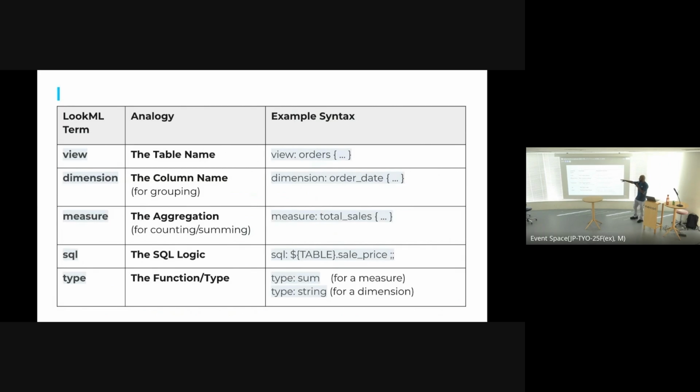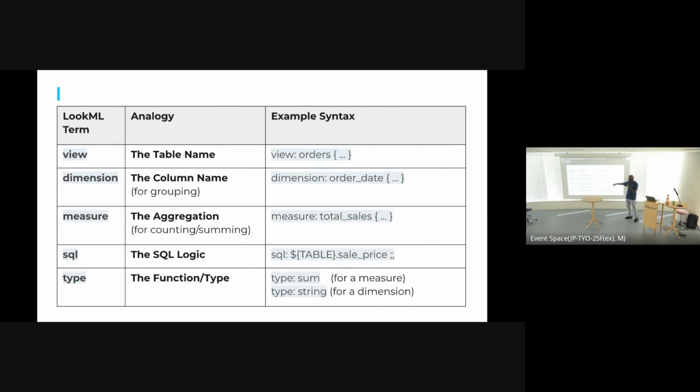So we have views, which is the table name. Table names are called views in LookML. Just bear with me. It is confusing at first, but you don't have to worry about it. All of your exercises have everything in place, so it should be fine. So the tables that you define in BigQuery are known as views in Looker.